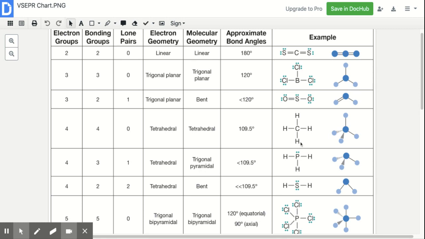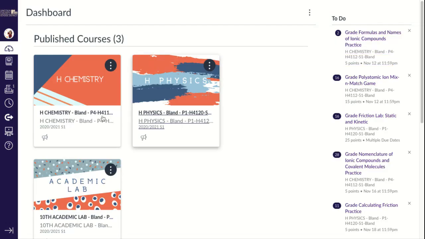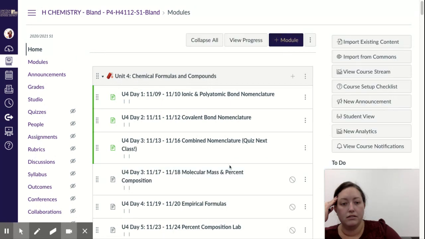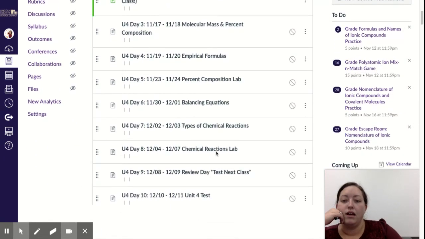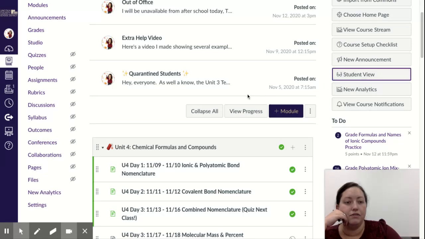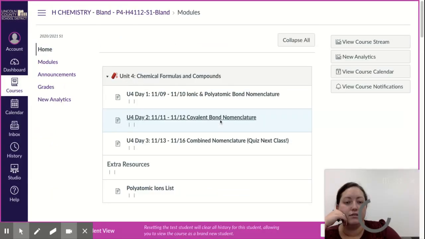Hopefully this has been helpful. This sheet is on Canvas. Let's see if I can show you how to get there. If I get on Canvas, just record my face, that's fine. Yours looks slightly different than mine. If I go to student view, here we go.